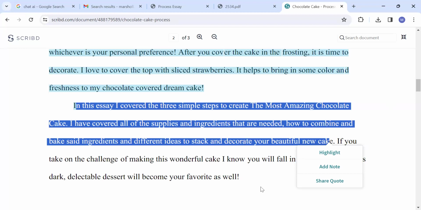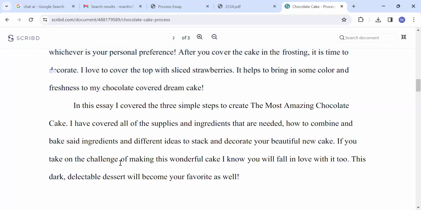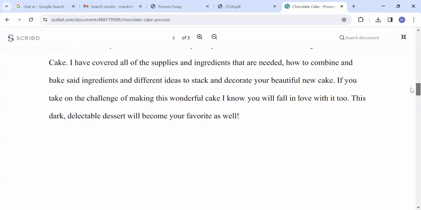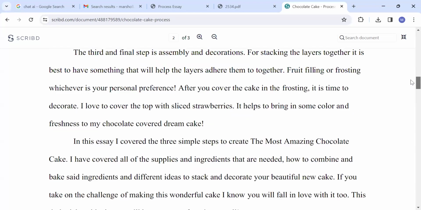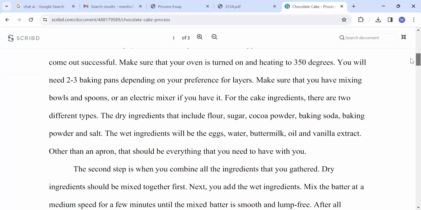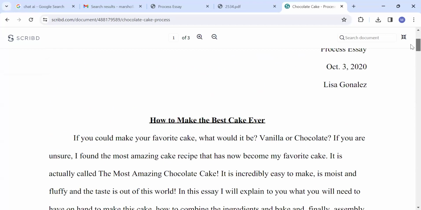If you take on the challenge of making this wonderful cake, I know you will fall in love with it too. This dark, delectable dessert will become your favorite as well. So she's telling them, trust me, you need to try this, so that the person can walk away with this cake in their mind saying, I have to try this most amazing chocolate cake recipe.